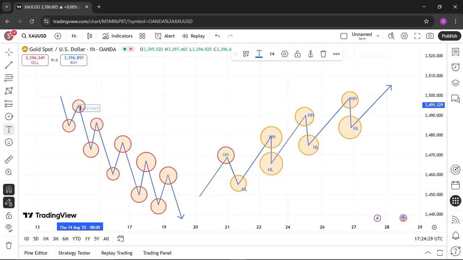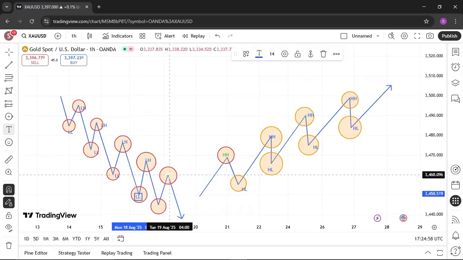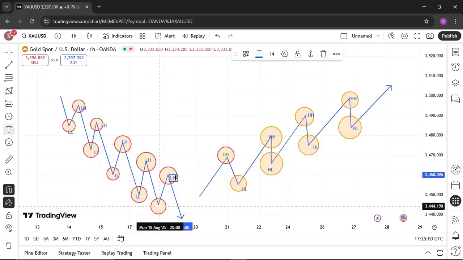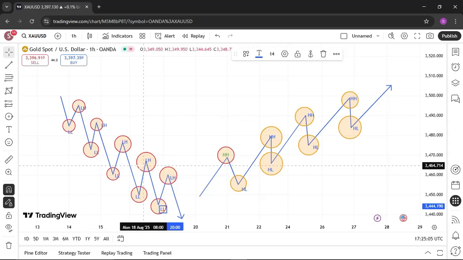Okay, this is lower high and this is lower low. Lower high, lower low, lower high and lower low, lower high and lower low, lower high, lower low. So this is what the market is creating.